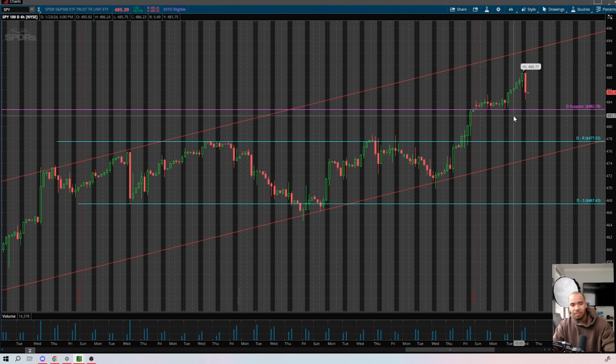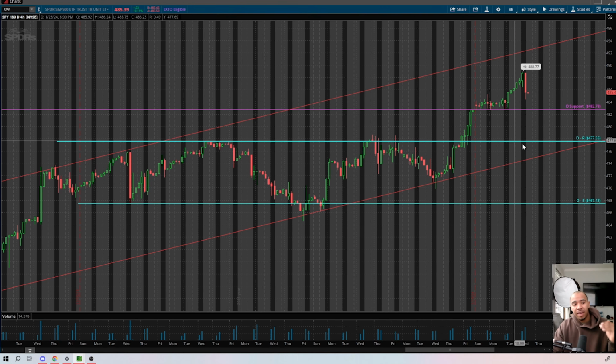Now, if the market does start to fall and break below this 482.78 area, you do not want to hold this and think, oh, the market is pushing down, the market is tanking, you know what, I'm going to let this ride. You have to understand that we do have a 477.55 previous resistance area.